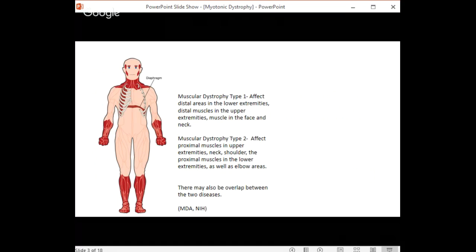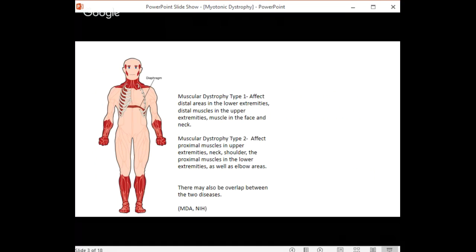So if we look at this diagram that I've posted here, myotonic dystrophy 1 and 2 differ in certain places. Myotonic dystrophy 1 usually affects the distal areas, which are farther from points of attachment, in the lower extremities, as well as the distal muscles in the upper extremities, like in our hands. So all the red places that are labeled on this diagram. They also affect the muscles in the face as well as in the neck, as can be seen in the diagram.